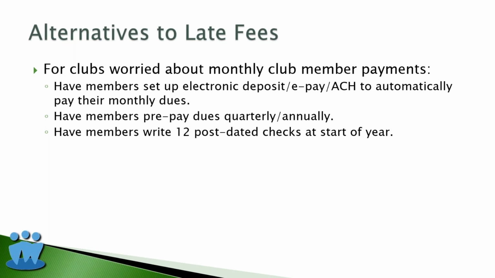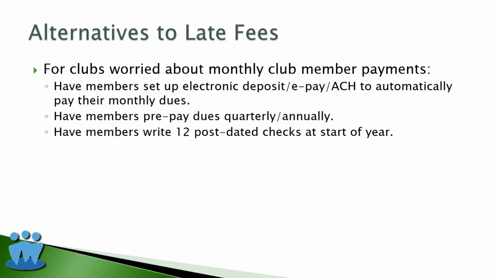I have also heard of clubs where every January, every club member is expected to deliver 12 signed post-dated checks to the treasurer, one for each month. The treasurer at the beginning of the year simply gets 12 envelopes and puts each member's check into the appropriate monthly envelope. And then after that monthly meeting, or just prior to it, would make that deposit for the month, and that way everyone always pays every month on time. And again, that's another method that many clubs have found to be successful.